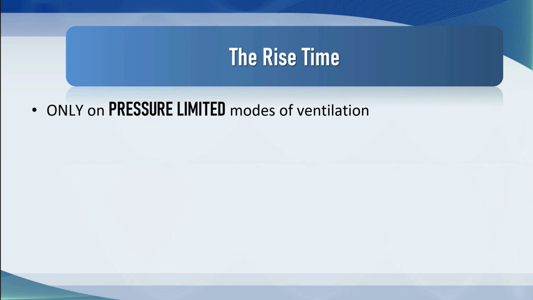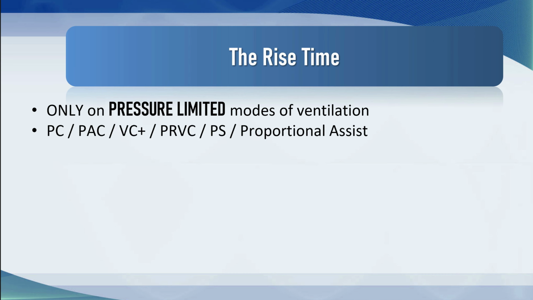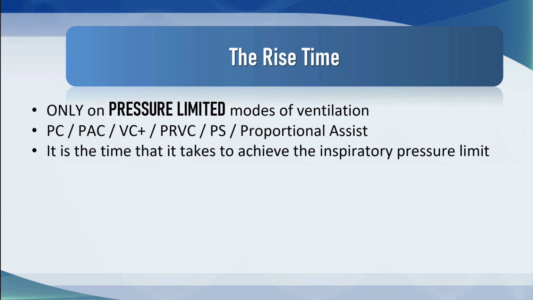You only see this in pressure limited modes of ventilation. These are pressure control, pressure assist control, volume control plus, or PRVC, or pressure support, or tube compensation, or volume support, proportional assist, bi-level. They're all pressure control modes, and all of them will have some form of rise time. Sometimes it's known as a slope. It has different names. So the rise time, I think, is the cutest name for it. It's the time it takes to achieve the inspiratory pressure limit.